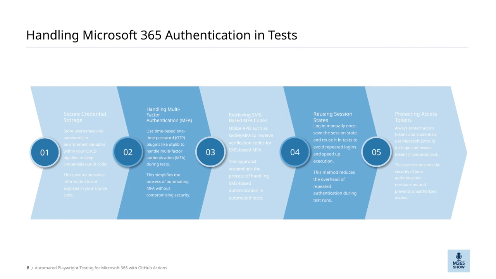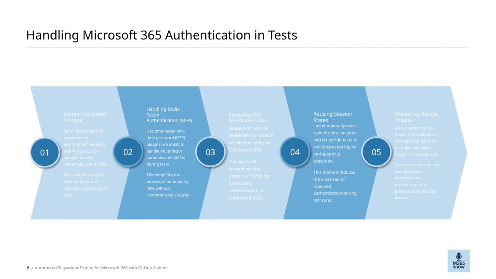If your setup involves SMS-based MFA, APIs like GetMyMFA can help retrieve verification codes automatically. This streamlines the process, saving time and avoiding manual steps during testing. Another efficient method is to log in manually once, save that session state, and reuse it during subsequent tests. This reduces the need to authenticate repeatedly, speeding up your test runs and decreasing overhead.